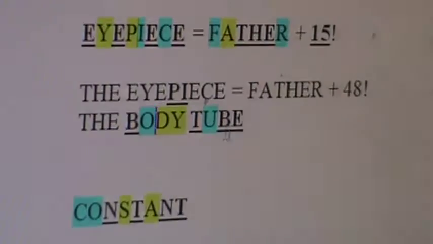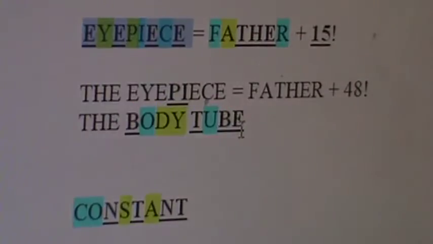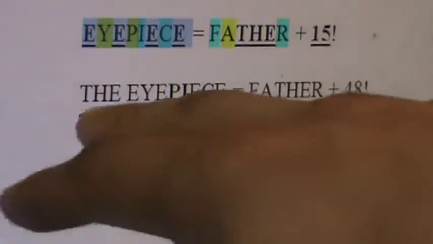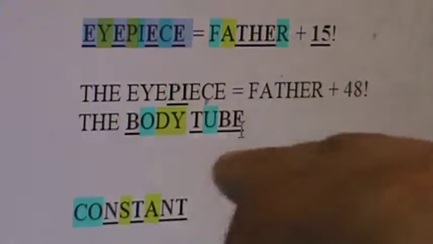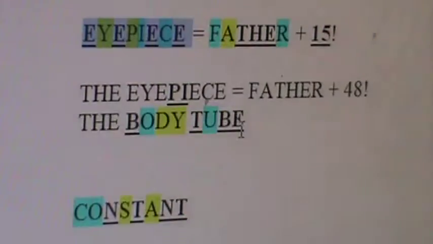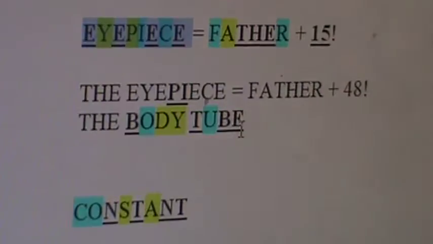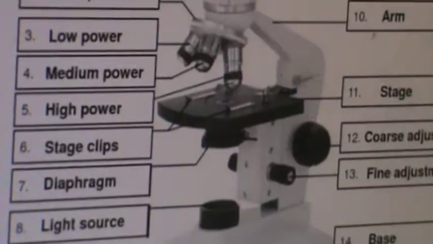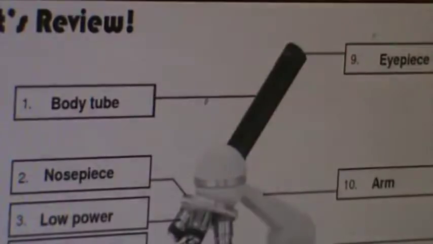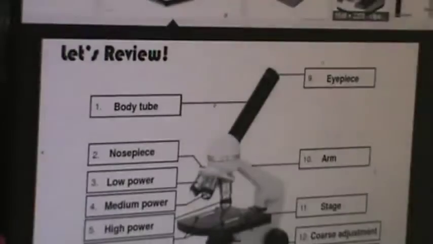Wow. So, how many letters here? Yeah. This is mind-blowing, folks. So, eyepiece has 8 letters, just like body tube. And they're identical in their design. 4 plus 2s, 2 plus 1s, 2 letters that divide by 3 to point to Father. I'm shocked. That is just bang, bang. Body tube, eyepiece is on top of the great microscope.